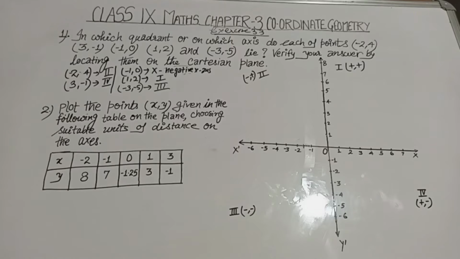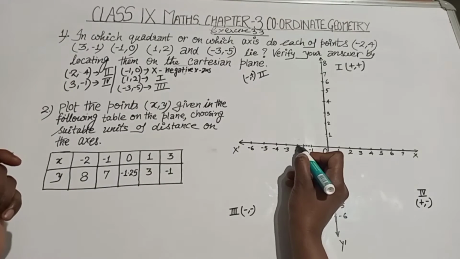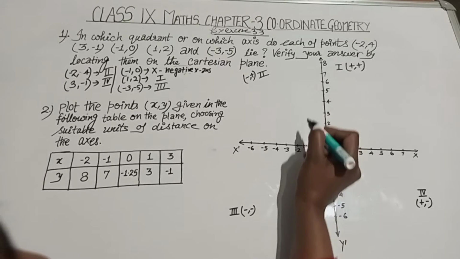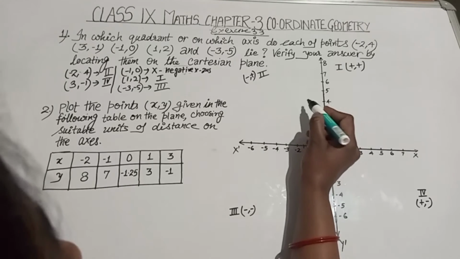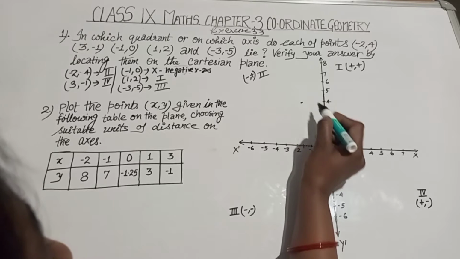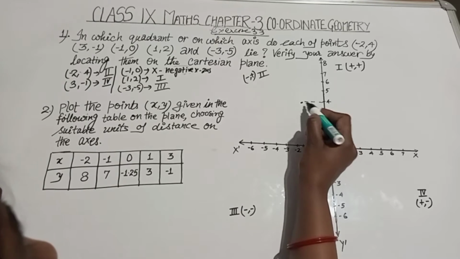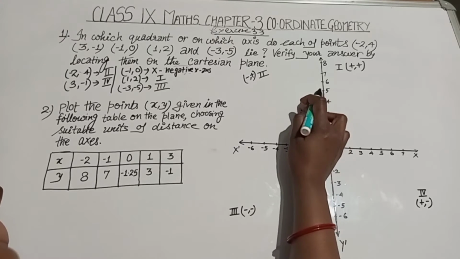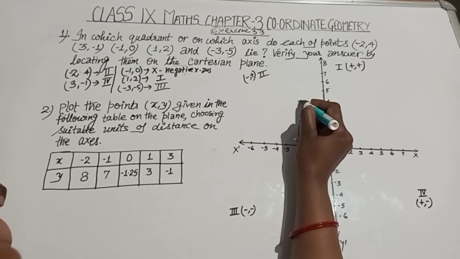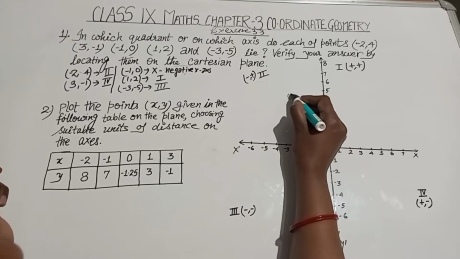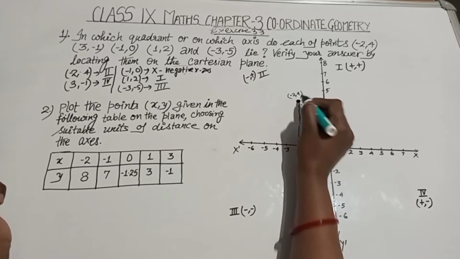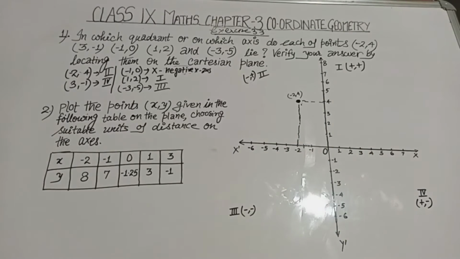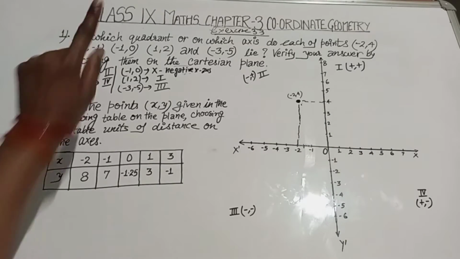The first is the second quadrant, -2 and 4. -2 is on the x-axis and this one is 4. So this is -2 and 4.